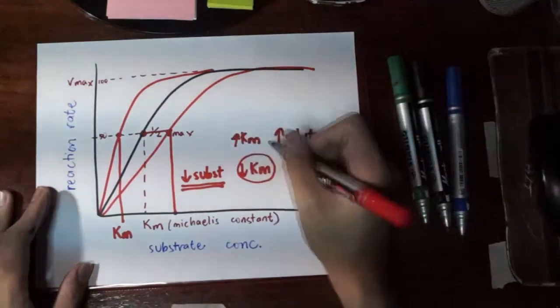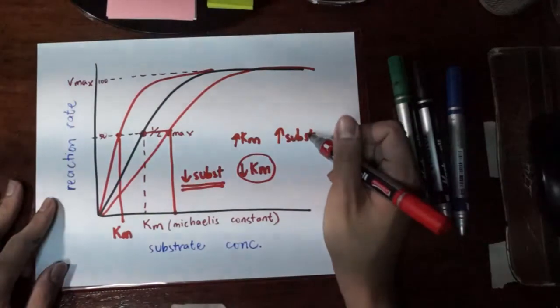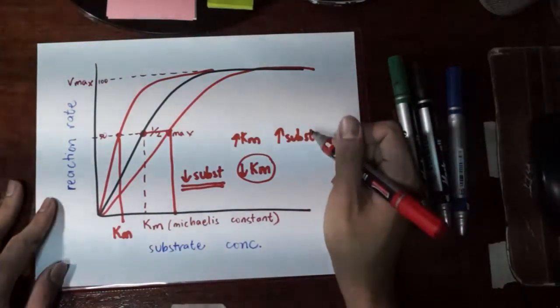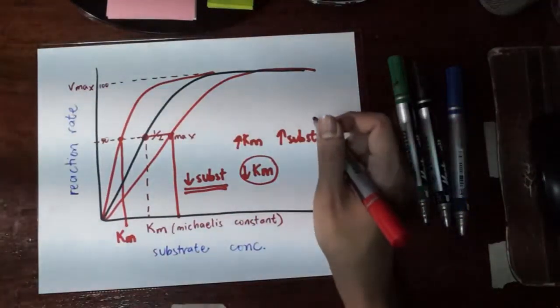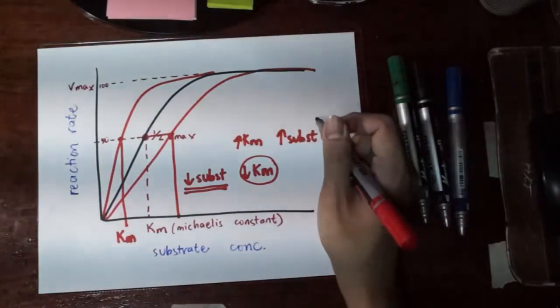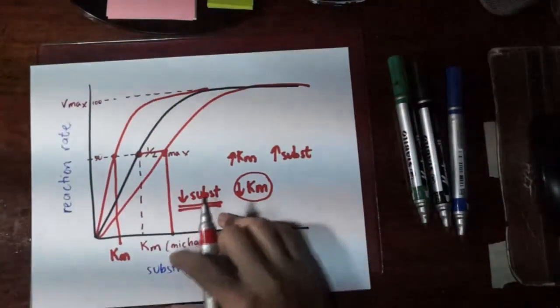So here with a higher Km, it means that you need even more substrate to reach the same velocity. So that means the reaction would be lesser in rate or slower if you have a higher Michaelis constant. Alright? So that's it for the substrate.